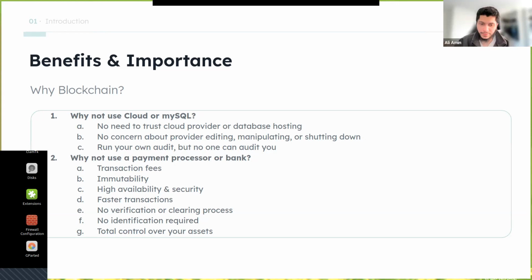So why not use a payment processor or a bank? One reason is transaction fees. Transaction fees are very low on blockchains. Immutability, it can't be changed. High availability, security, faster transactions. There's no verification or clearing process. You can just make an account, and you don't have to use any ID or anything. And you have total control over your assets.